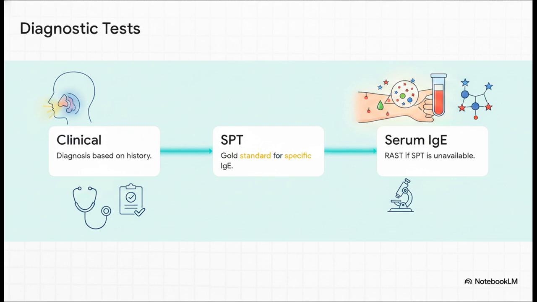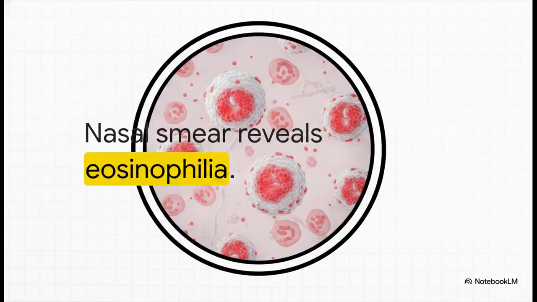Now, what if the SPT isn't available, or say the patient is already on antihistamines that would totally mask a skin reaction? In that case, we just pivot to a blood test. We use the serum-specific IgE, historically called a RAST, to get our hard confirmation. And hey, if you ever need to really confirm the allergic nature of the inflammation at a microscopic, cellular level, a simple nasal smear is incredibly revealing. For allergic rhinitis, that smear will prominently show eosinophilia, highlighting the exact white blood cells that are actually driving this specific type of allergic reaction.